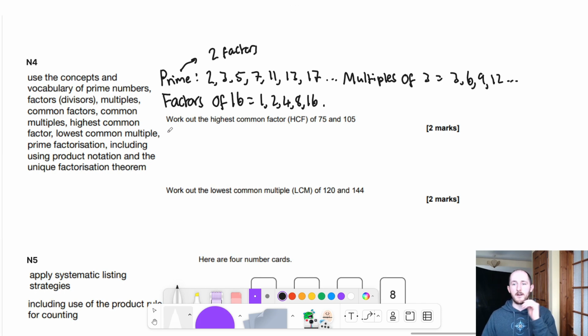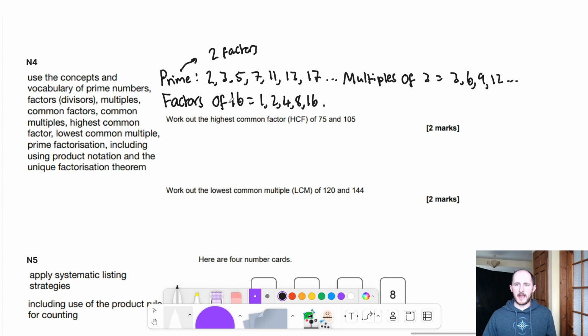And what is a factor? A factor is a number that divides into another number with no remainder. So for example, the factors of 16. So what can I divide 16 by and get no remainder? Well, 1, right? 16 divided by 1 is 16. 2, 16 divided by 2 is 8. 4, 16 divided by 4 is 4. And then 8, and then also 16.